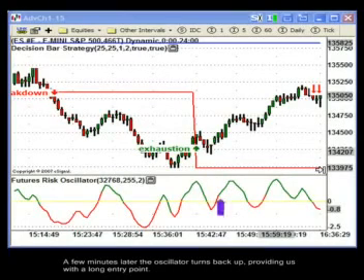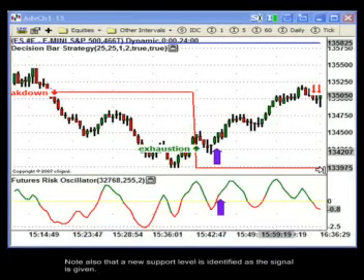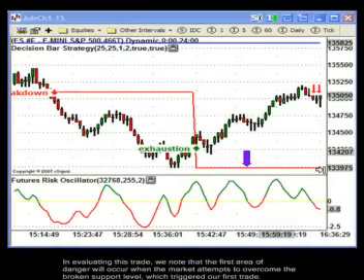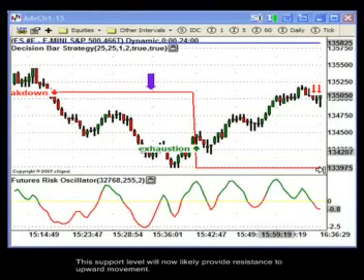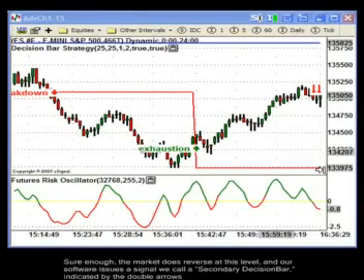A few minutes later, the oscillator turns back up and provides us with a long entry point. Note also that a new support level is identified as the signal is given. In evaluating this trade, we note that the first area of danger will occur when the market attempts to overcome the broken support level, which triggered our first trade. This support level will now likely provide resistance to upward movement.